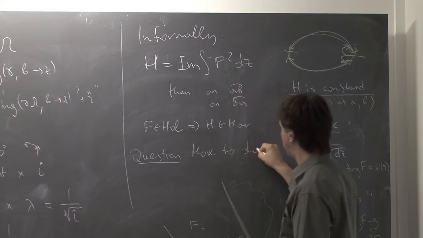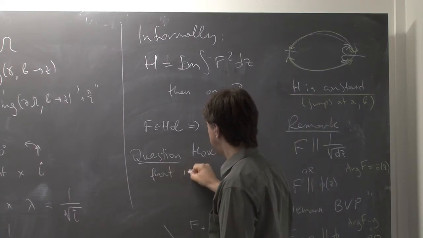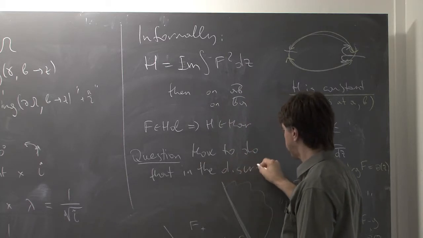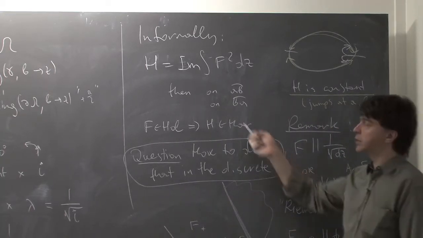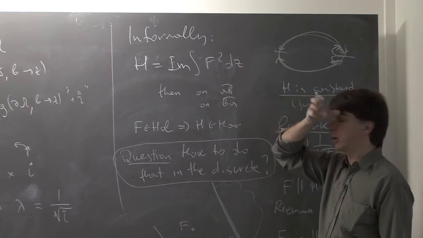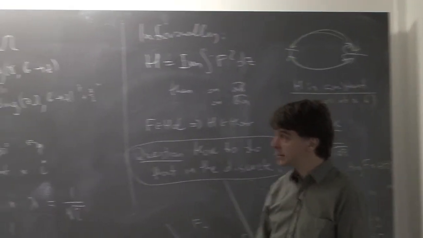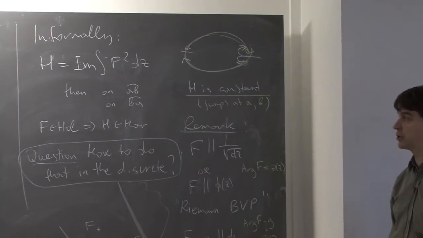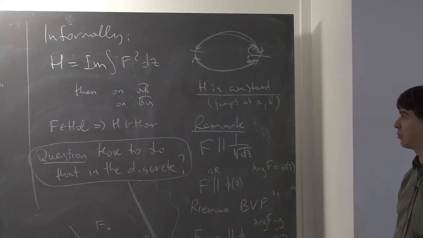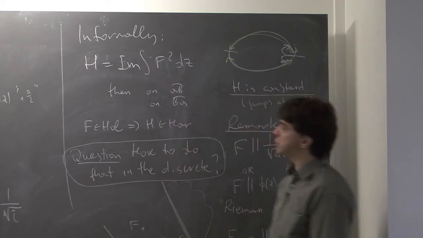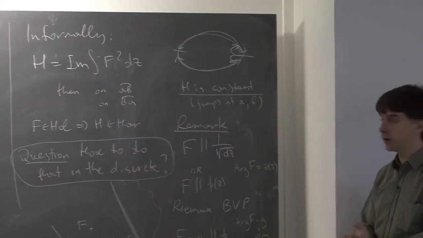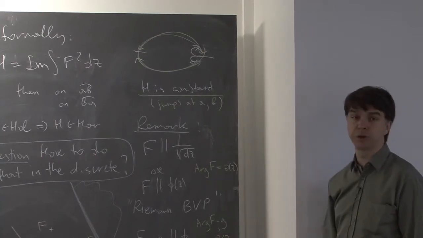So the question is how to do that in the discrete setting. In the continuous setting, it's very easy. You square a holomorphic function, you get a holomorphic function. Now in the discrete setting, it's not true. Well, generally it's not true. There are a couple of functions which have this property, but for a generic function it will be false. So basically we want to get a definition of h similar to this one in the discrete setting, and then check that it is harmonic and that it has these boundary values.